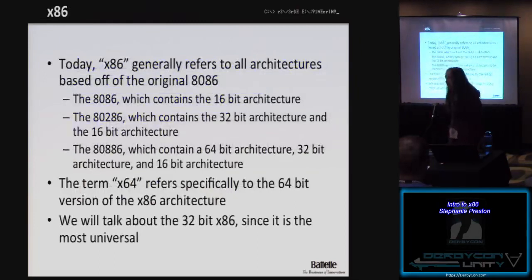Today, generally, if someone says x86, they're referring to all of the architectures based off of the original 8086, all the way back to that original 16-bit architecture. And the term x64 typically refers to the 64-bit version of x86. There is a lot of overlap between the 32-bit and 64-bit versions, but specifically for this talk, I'm just going to talk about the 32-bit version, so just x86.